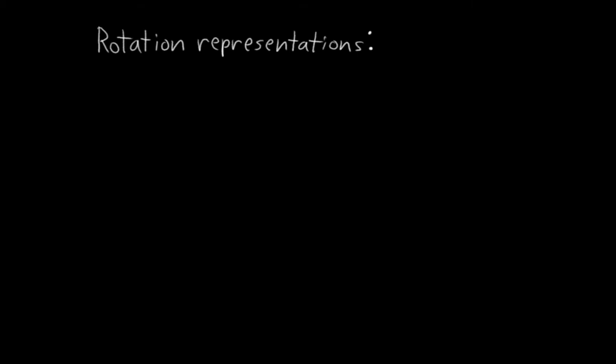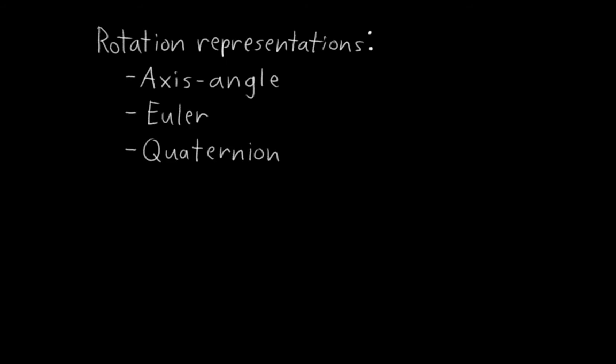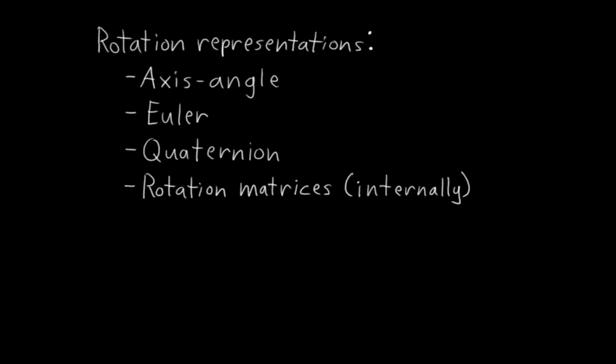Blender has three rotation representations that we can choose from as a user: axis angle, Euler, and quaternion. Internally, Blender also uses rotation matrices. These are not directly accessible to the user, so I won't go in depth into them, but I'll briefly touch on them at the end of all of this.